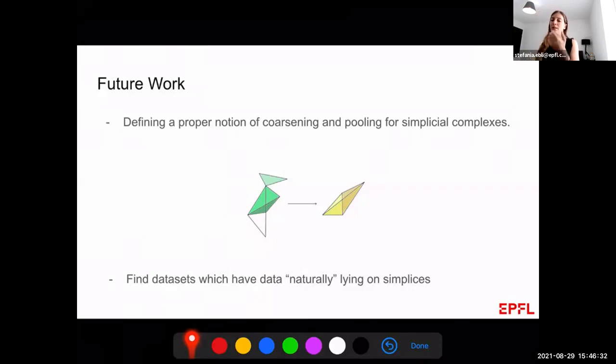And finally, I think this will be really the final task: finding a data set which has data naturally lying on the simplices, because in all the examples I gave you, we use the simplicial structure to propagate the data we have on the simplices to lower-dimensional simplices. And it's not so easy to find data that naturally has data on all the simplices in all dimensions.